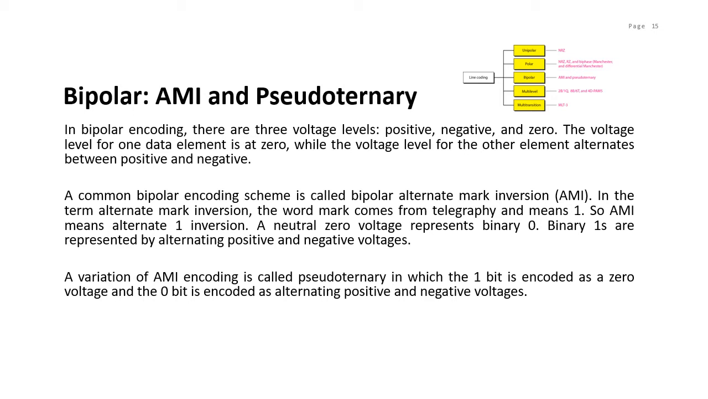A variation of AMI encoding is called pseudo-ternary, in which the 1 bit is encoded as a 0 voltage and the 0 bit is encoded as alternating positive and negative voltages. Okay, so for AMI, the neutral 0 voltage is represented by binary 0, and for pseudo-ternary, the 0 voltage is represented by the 1 bit or binary 1.